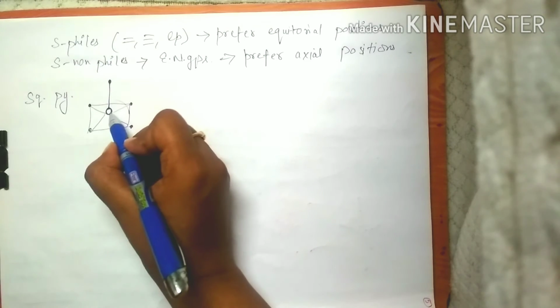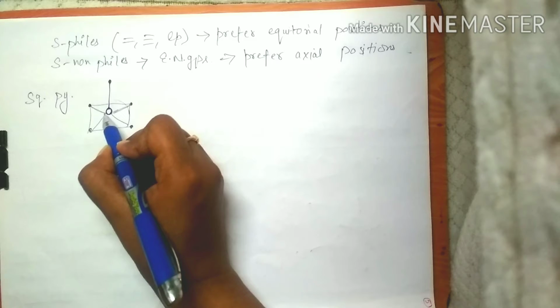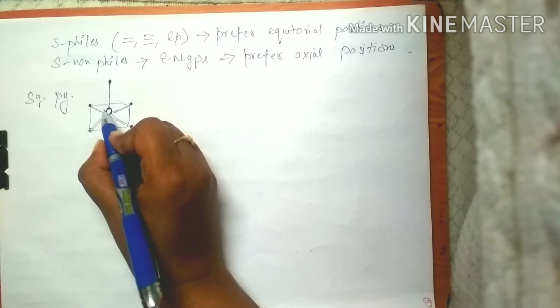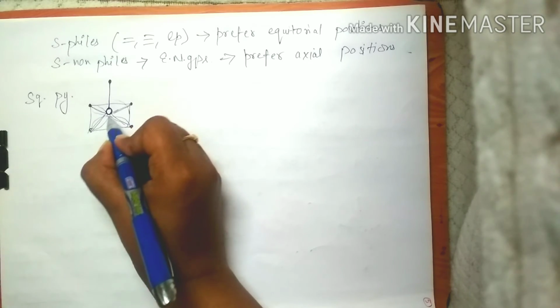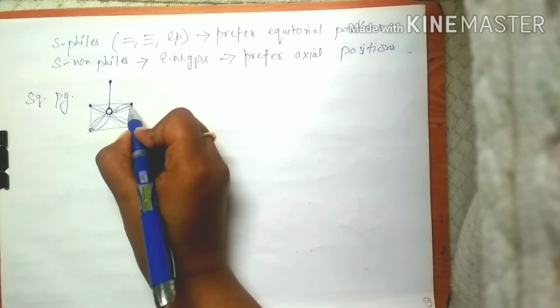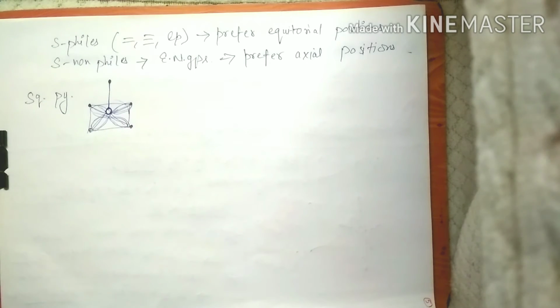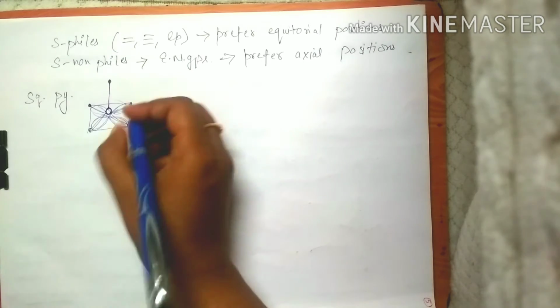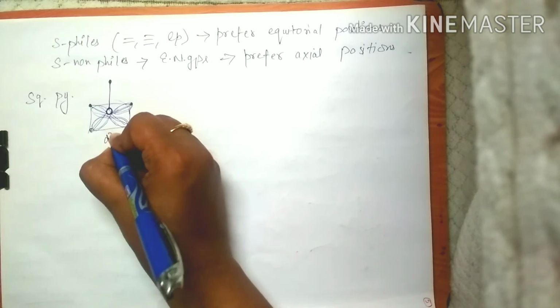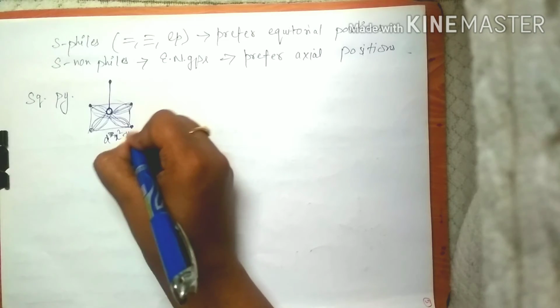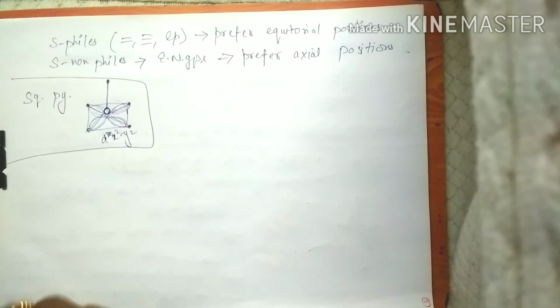So you can see that for this kind of molecule to form, you will need the dx square minus y square orbital. That is why we prefer dx square minus y square in square pyramidal geometry, right? So this was about the square pyramidal. Now we'll discuss some of the molecules and how to place the ligands in those molecules.